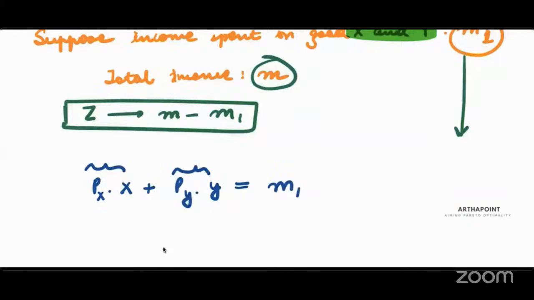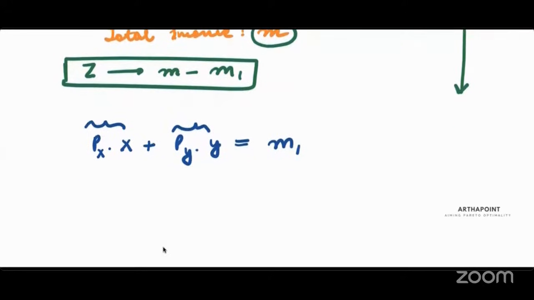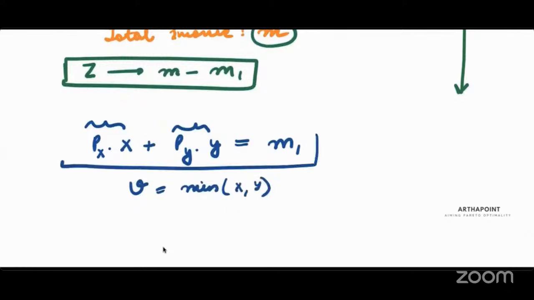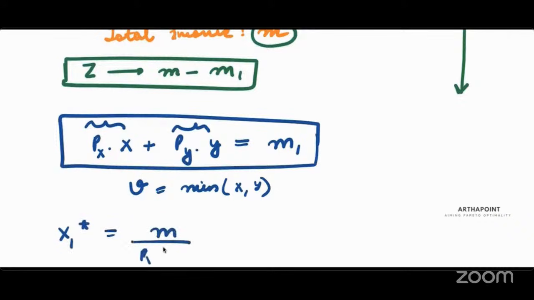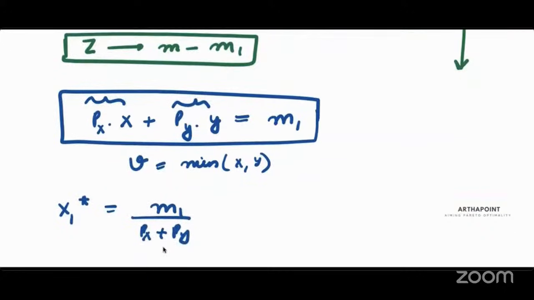Now, from the exercise that we did, I'm not going to do that again, but I know that if X and Y have a utility function which is min of xy, and if this is my budget line, then I know from what we did in the beginning of the class that x star will be m1 upon px plus py, where m1 is my income spent on good x and y, and y star will be m1 upon px plus py. X and y will be consumed in the same proportion.